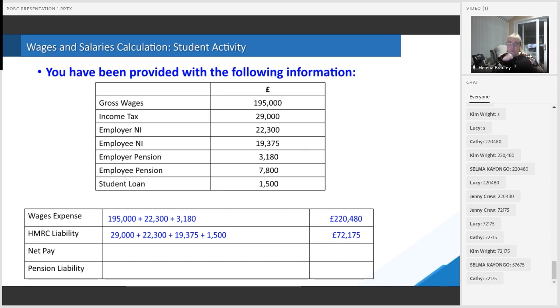So the gross wages, less the employee NI, less the income tax, less the employee pension, less that student loan. That's sometimes an easy one to overlook, the loan is. And of course, it could have trade union subs in there if that was appropriate. Fabulous, guys. Well done.